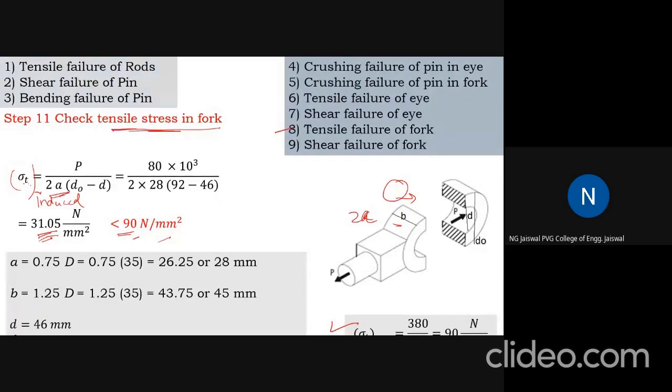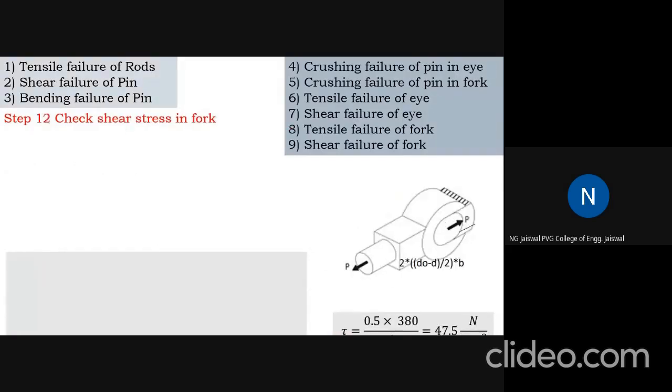And last is then shear failure of fork. What will be the step? Check the shear stress in the fork. This figure actually is a shear failure of single eye. If you want to convert this into a shear failure of fork, what do you do? Replace the D by 2A. That's it.